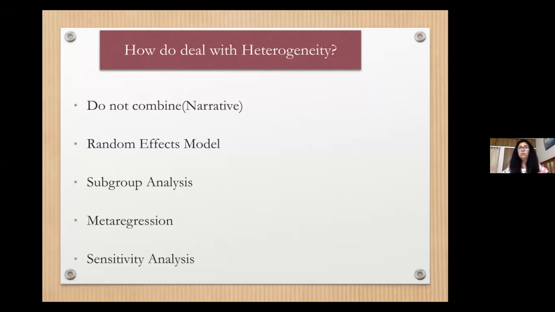You can also do a subgroup analysis. The 5 with the positive results, you can combine them separately, and the ones with the negative results, you can combine them separately. You can do a regression to find out why it's happening. You can also do a sensitivity analysis. So depending on your data, you can do any of these, right?